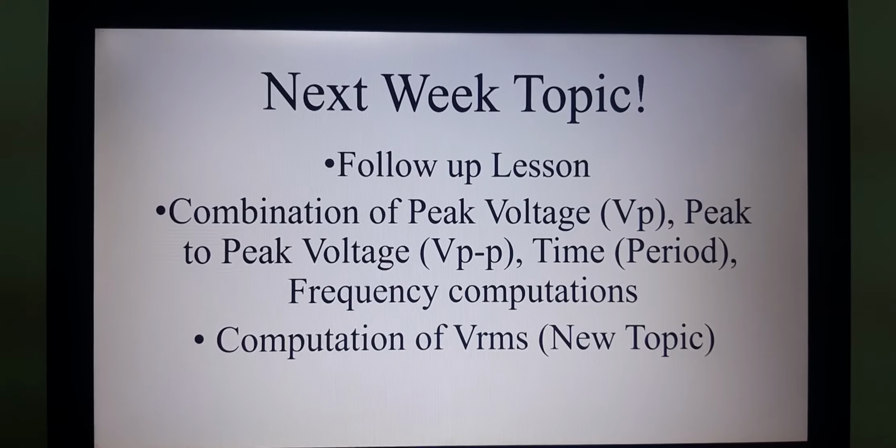So what will be our next week topic? It will be a follow-up lesson, and we are going to combine peak-to-peak voltage, time, and frequency computation, as well as a new computation of the VRMS.